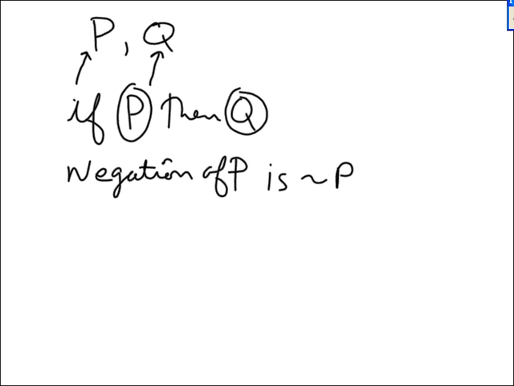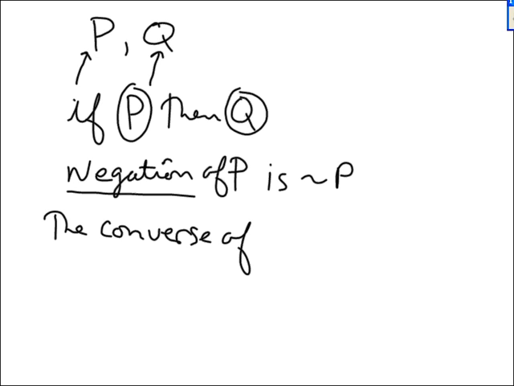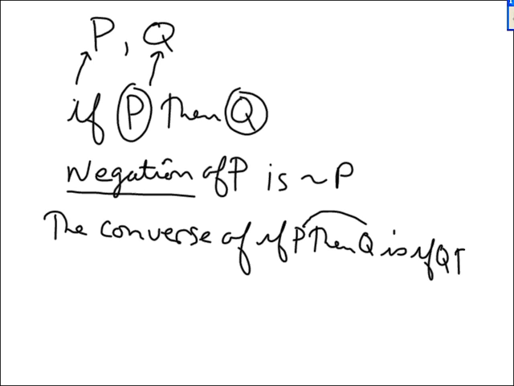Let us define another term. We defined negation. Let us now define converse. The converse of if P, then Q is if Q, then P. Basically, you switch these. If Q, then P. And that's the converse. Now, our converse is not always true.